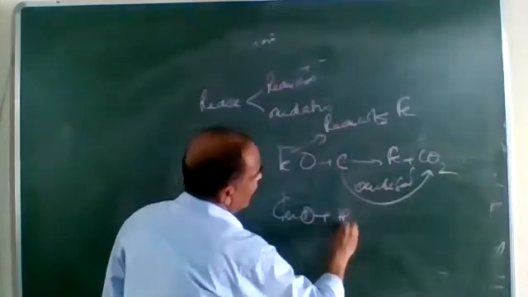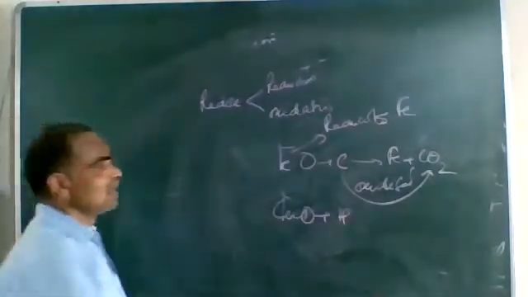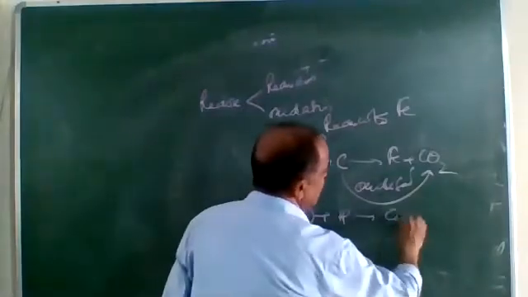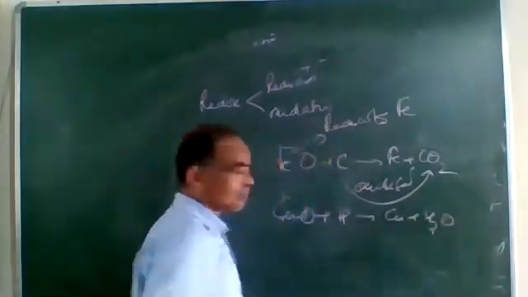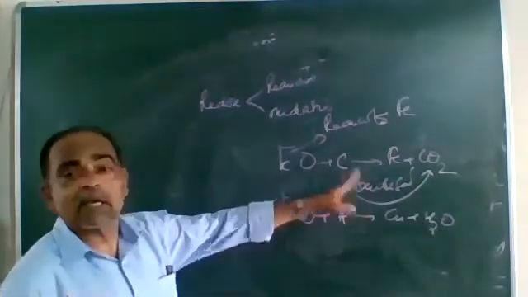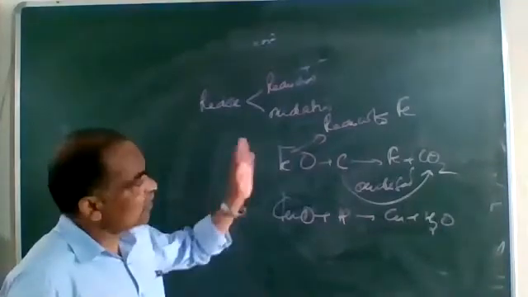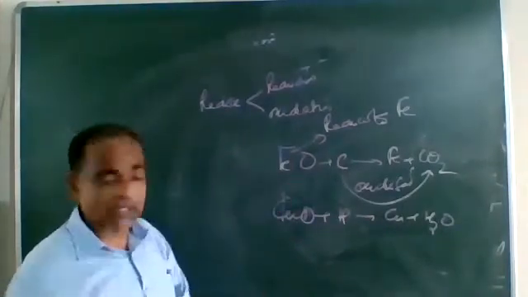CuO, copper oxide, when hydrogen is passed over it, the reaction goes this way: Cu plus H2O. Copper has lost oxygen, hydrogen has gained oxygen. Similarly, the reaction goes on. So transfer of electron, transfer of oxygen. So therefore, note this down.